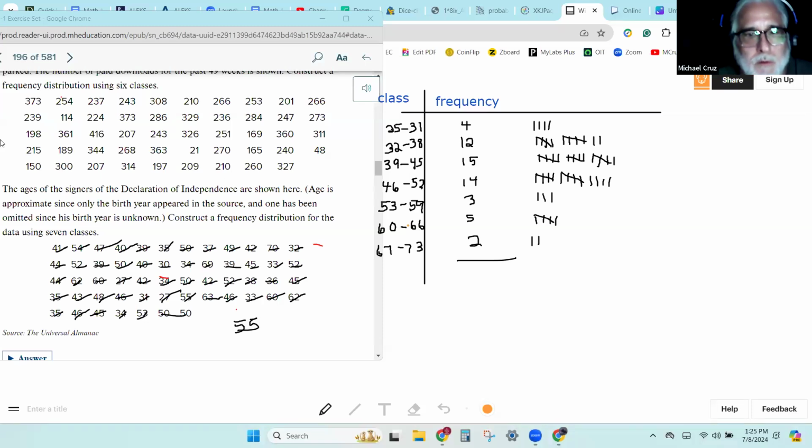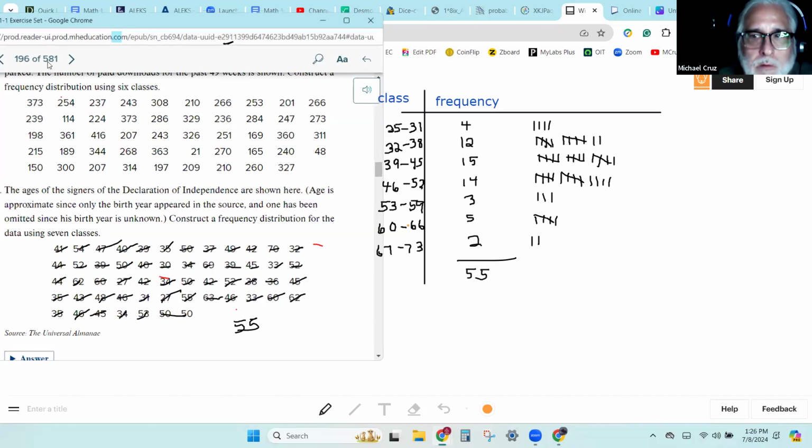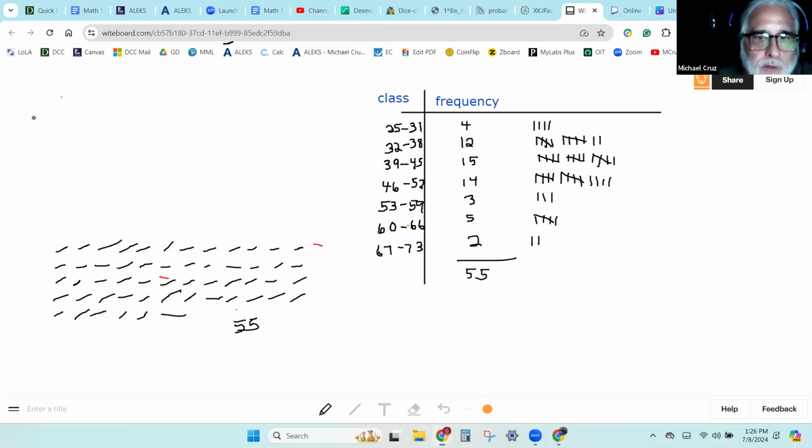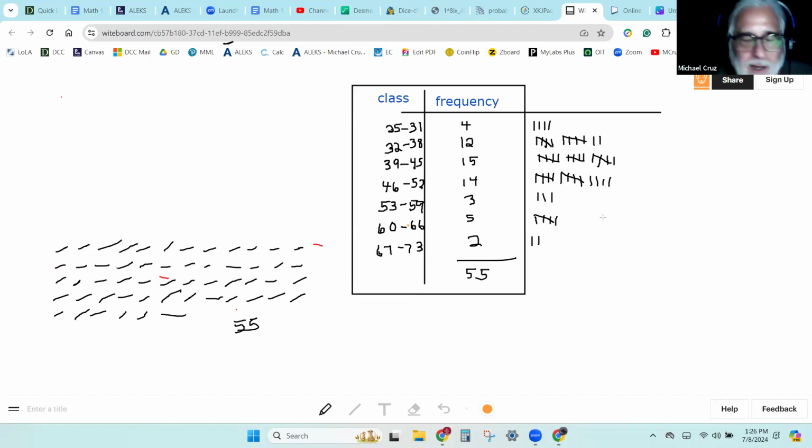So here is our frequency distribution. The frequency distribution is this part right here. We use the tallies to help us keep count, but that's the frequency distribution. Now, the histogram is just a representation of that.